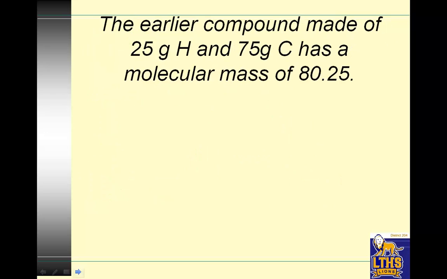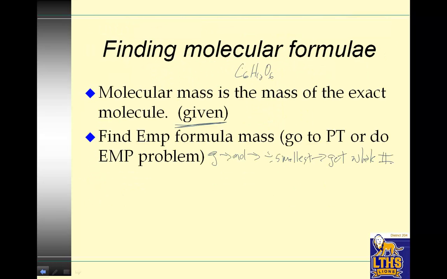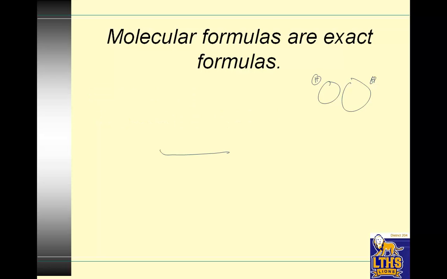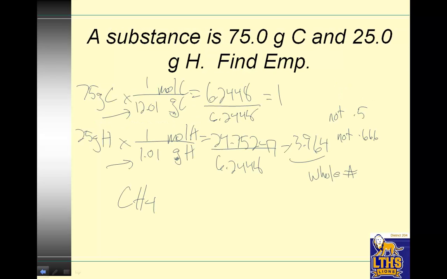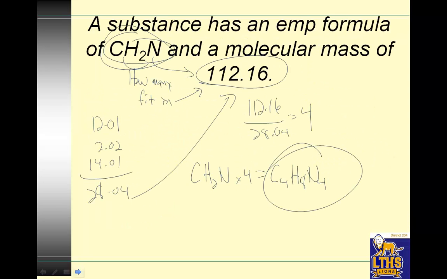That's what I did. The other compound made from 25 grams of hydrogen and 75 grams of carbon has a molecular mass of 80.25. Now, if you recall, and I do, that empirical formula was CH4. So I would have had to go back. There you go. I have to go to here, and notice I got CH4. So I have to do all of that work. I wanted to save it so you didn't have a 35-minute podcast.